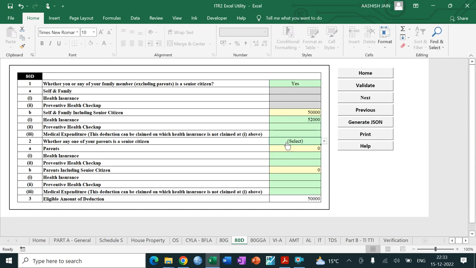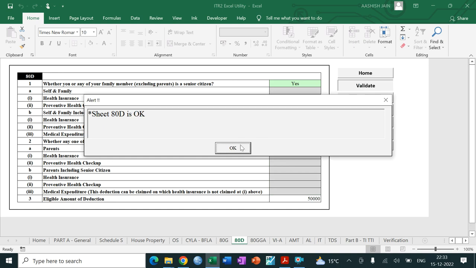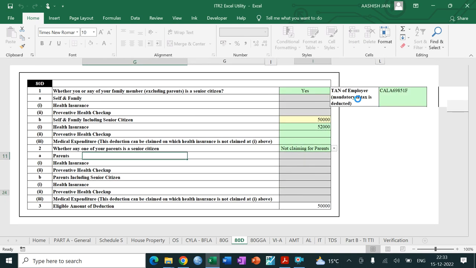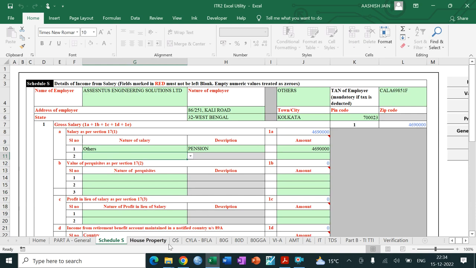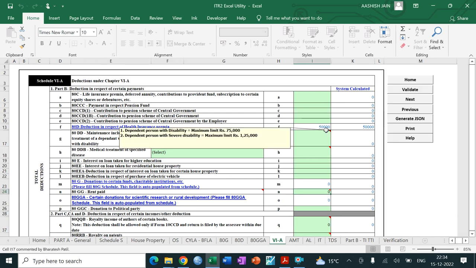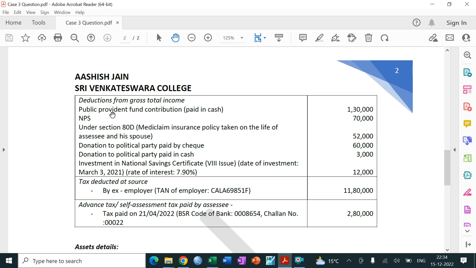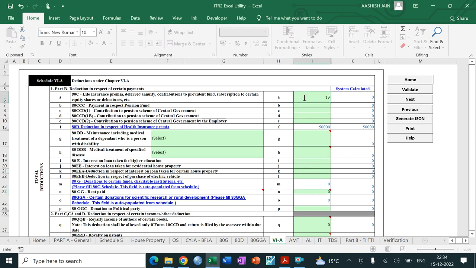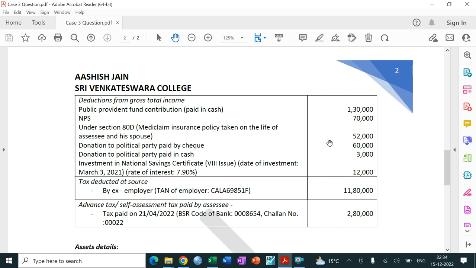That's it. And the SSC is basically not claiming insurance for the parents, so validate, okay, and next. Then after this we will go to the chapter 6A part. So it is already adjusted, that is regarding 80D. Now coming to this part, the PPF, that is 130 plus 948. So no add. So 130, 948. Alright. Then the SSC also contributed towards NPS, that is 70,000.